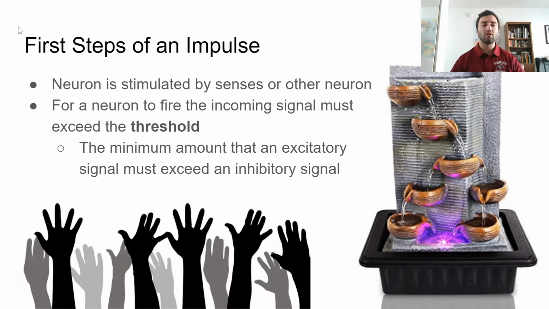Now, for that neuron to actually fire, for that information to actually be sent, it has to reach what is called the threshold. Threshold is a really important term. It actually should probably be highlighted here, but threshold.